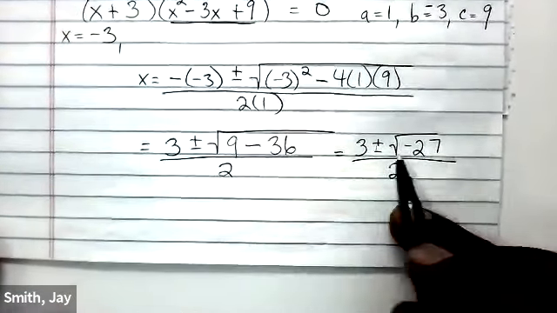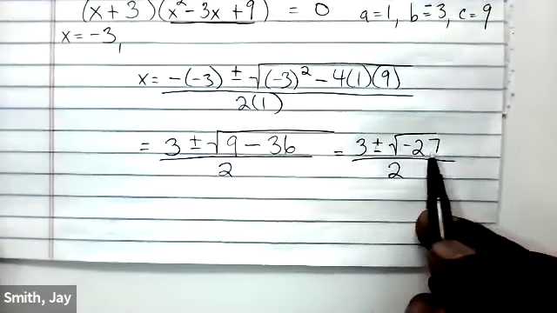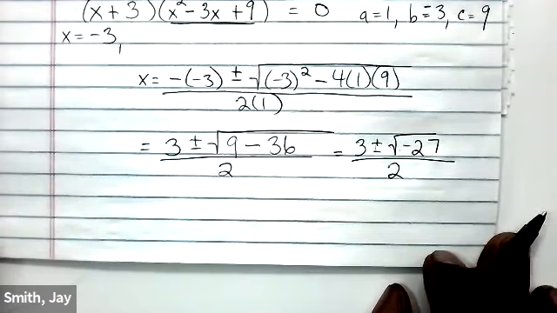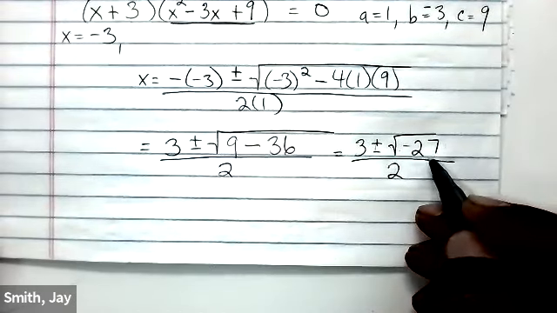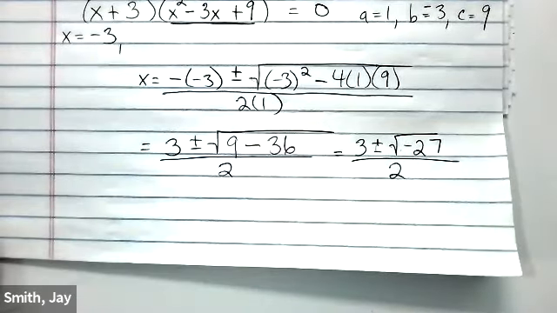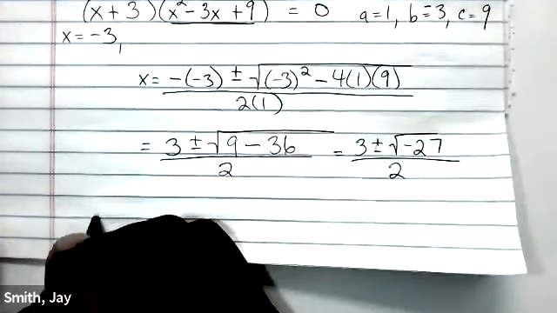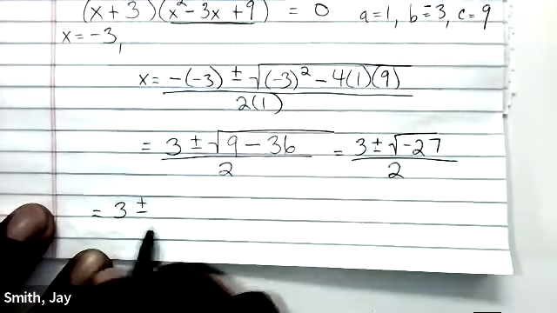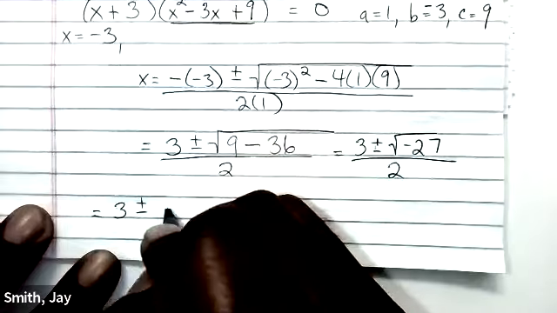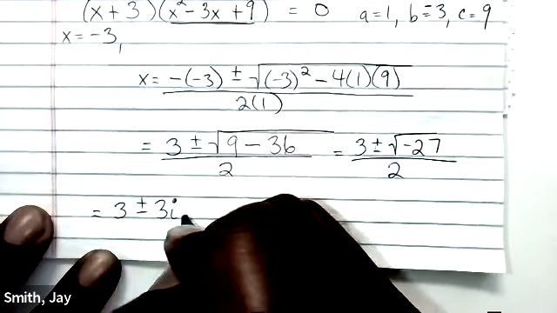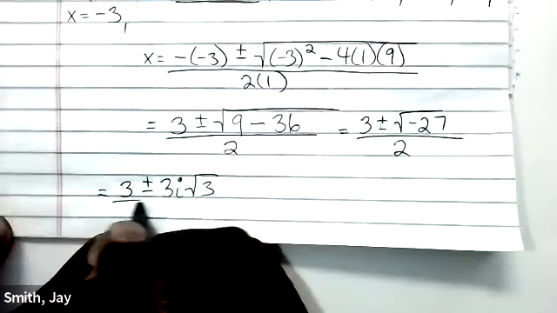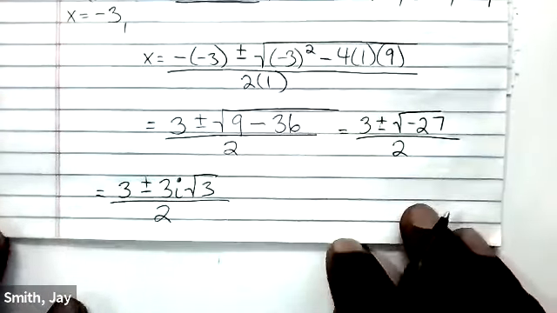And outside of pulling out the i to account for the negative, that 27, well, there's a perfect square that goes into 27. Obviously 9 times 3 will give me 27. So we actually can break that down a little further. So now we have 3 plus and minus 3i times the square root of 3 all over 2.